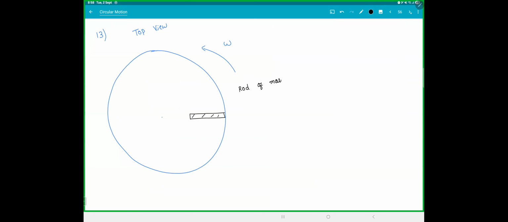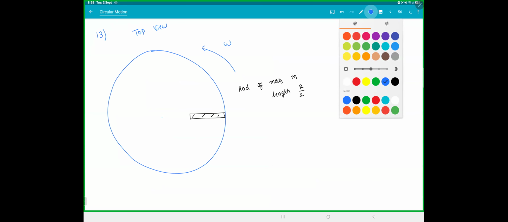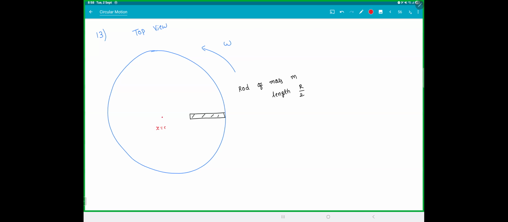This is a rod of mass m, length L by 2. So this is x is equal to 0, this is x is equal to L by 2, and this is x is equal to L. Coefficient of friction is mu. It's a rough rotating disk. A rod is placed radially on a rough rotating disk.